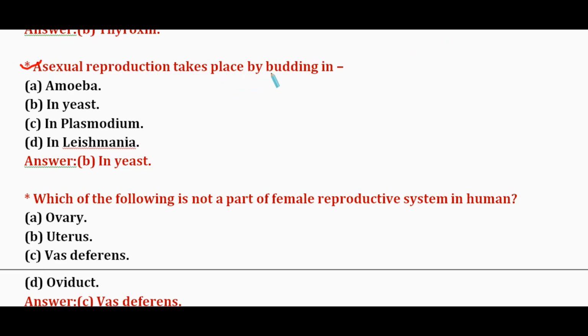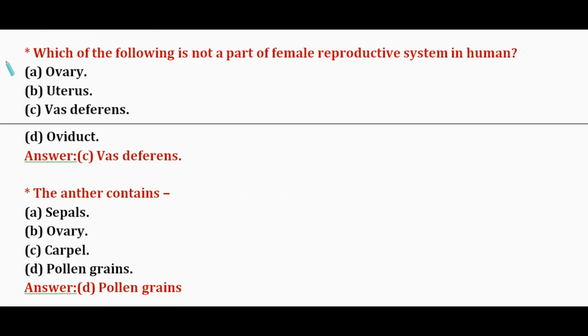Asexual reproduction takes place by budding in amoeba, in yeast, plasmodium, in leishmania. The correct answer is in the yeast. The question: which of the following is not a part of female reproductive system in human? Ovary, uterus, vas deferens, oviduct. The correct answer is vas deferens.